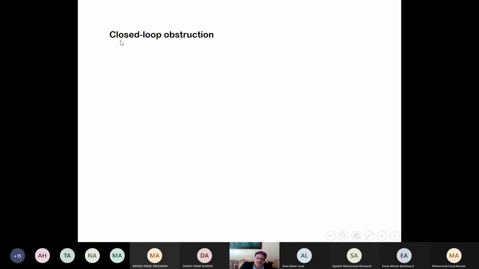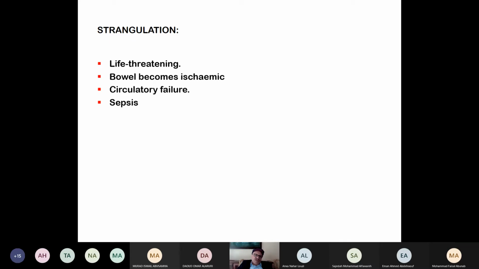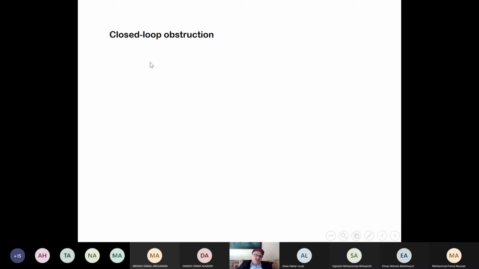Another type of bad obstruction is the closed loop obstruction, when the bowel is obstructed at two sites. Accordingly, this loop in between will not have a lot in the capacity of dilatation and accommodation. That's why it will go into ischemia soon. And sometimes the obstruction will cause both strangulation and the closed loop at the same time, which is the worst type of obstruction.